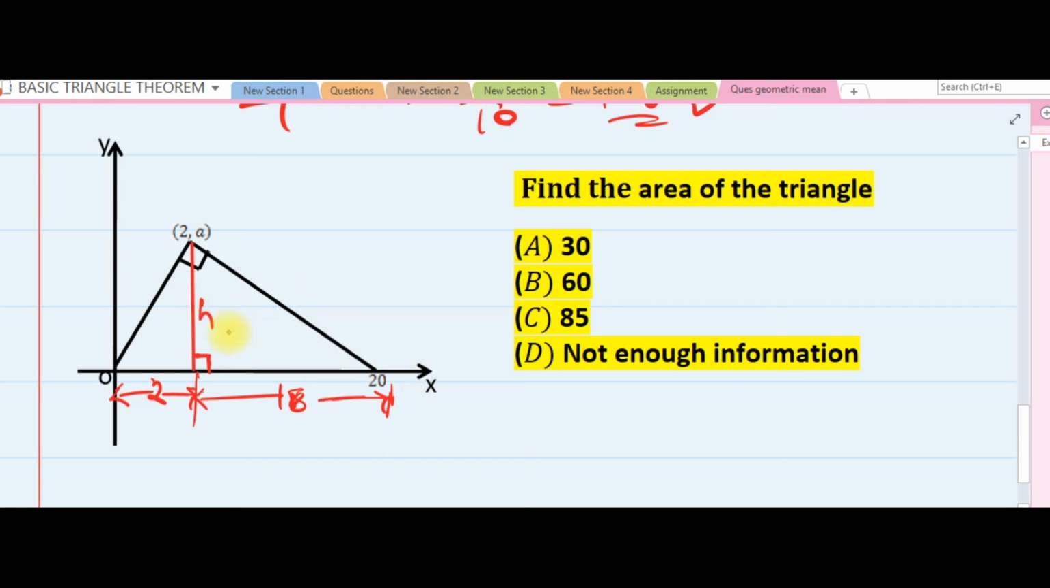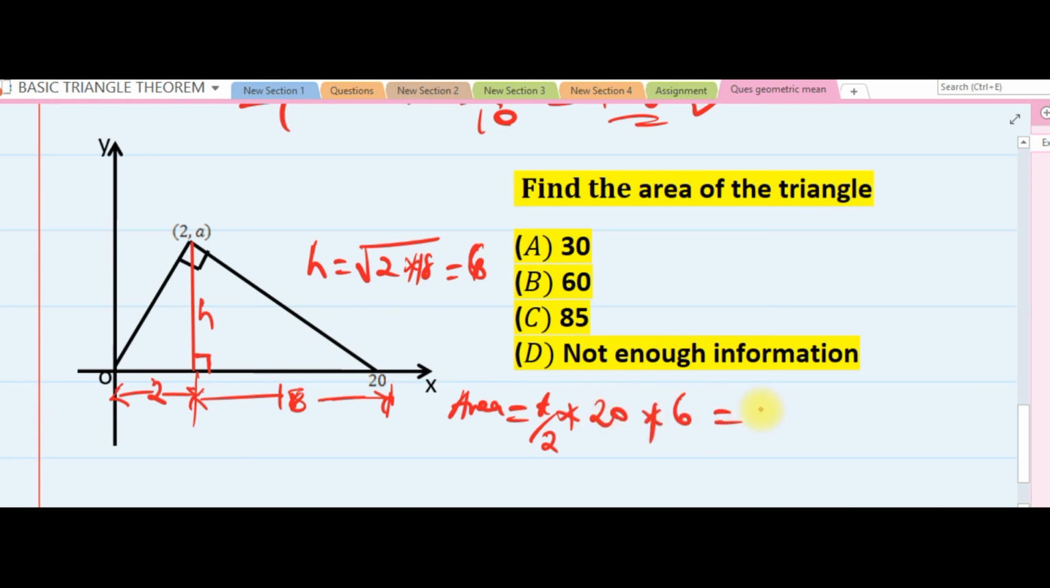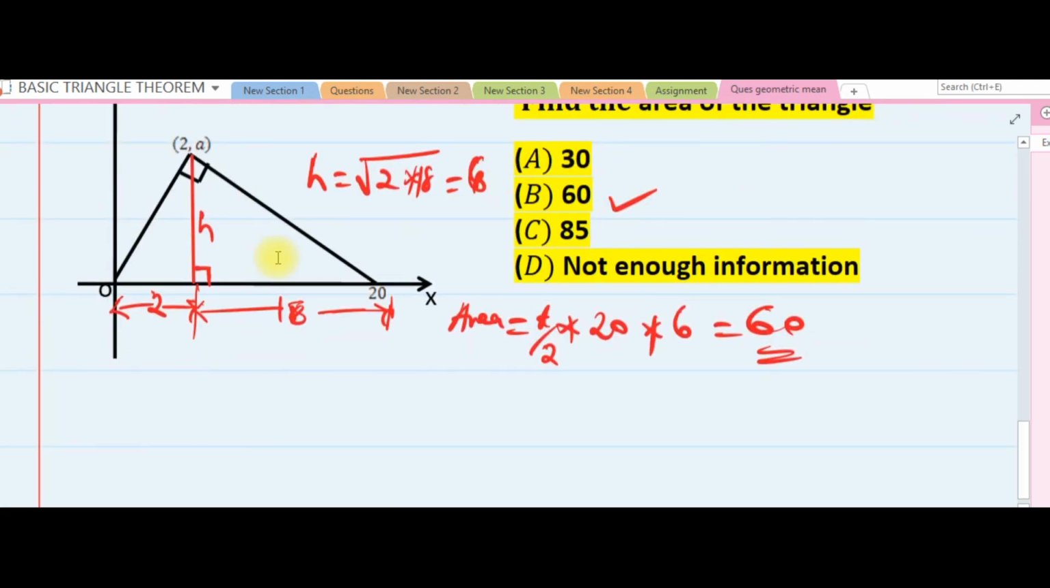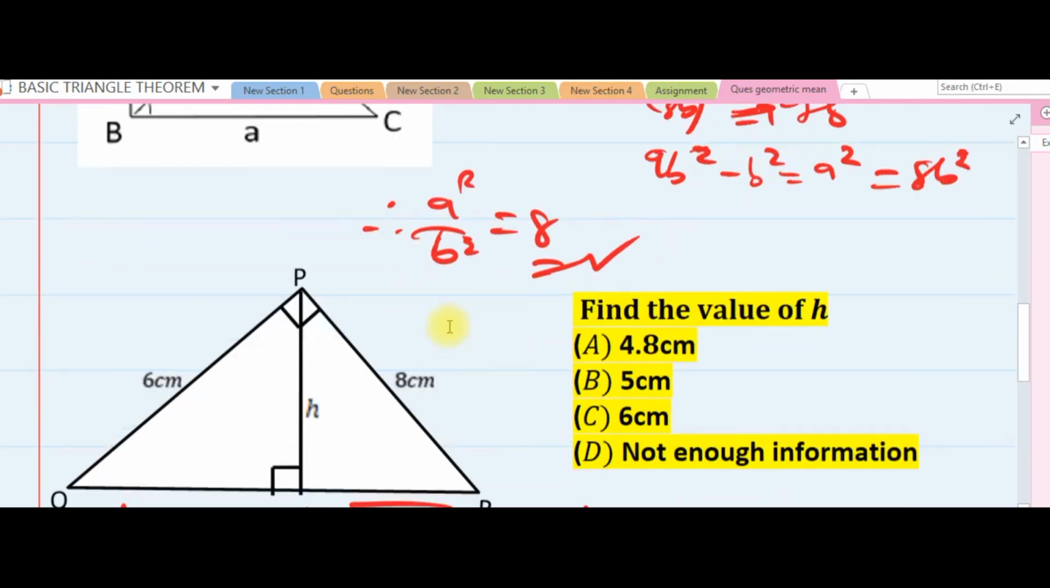Remember, from our geometric mean, h must be square root of 2 times 18, which is 6. So our area is half base, which is 20, times height, which is 6. So our answer is 60. So that's it. This is a very, very important formula. The geometric mean solves any question of this form. So thank you.